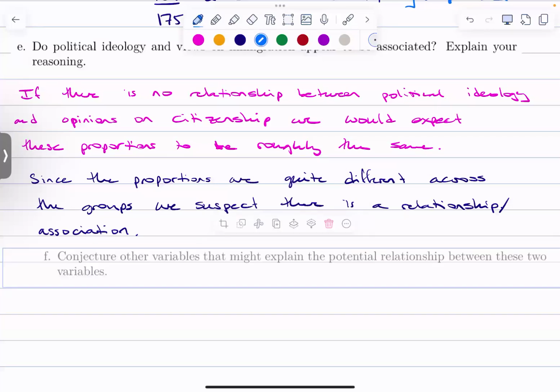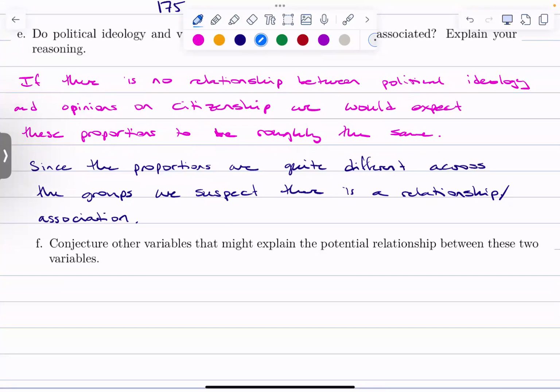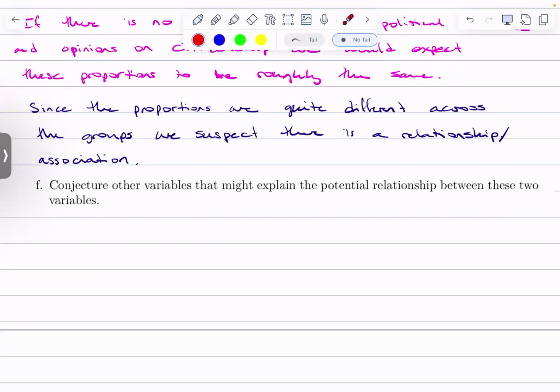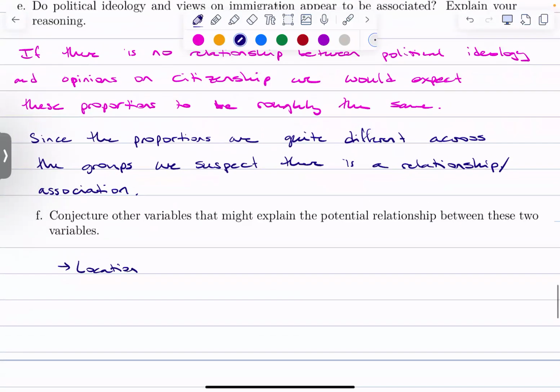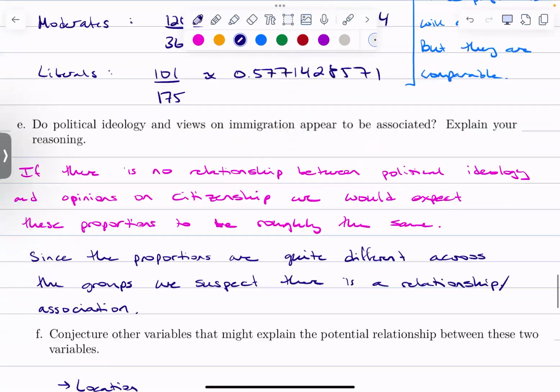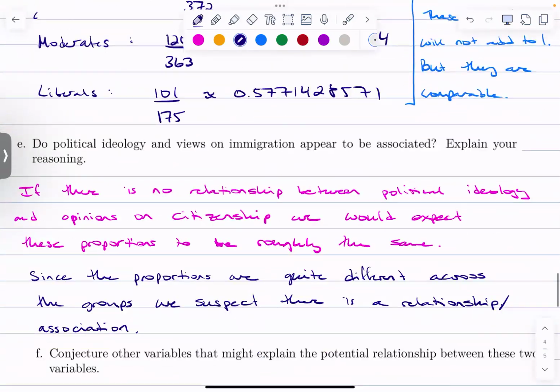This next one is not something that I would get you to do on the quiz, but it's good to start thinking about some other variables that could explain this potential relationship between these two variables. Off the top of my head, depends on where you live in the States, how you feel about immigration and things like that. That also impacts how you vote, because of groupthink and all that stuff. So maybe location. Hey, I forgot we were only talking about Tampa, Florida. So location's out.